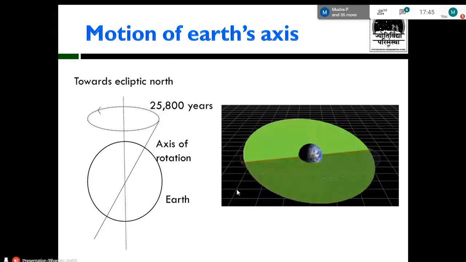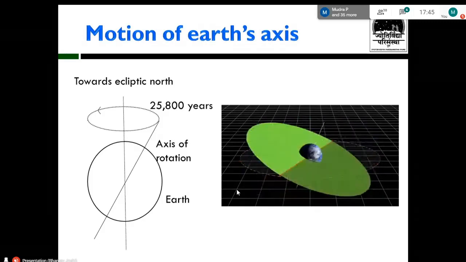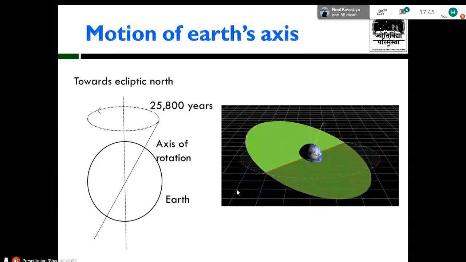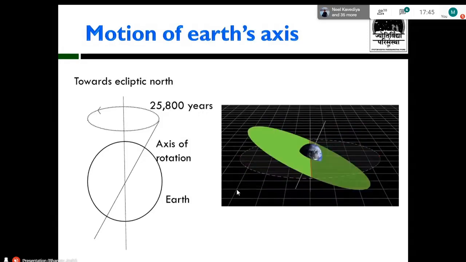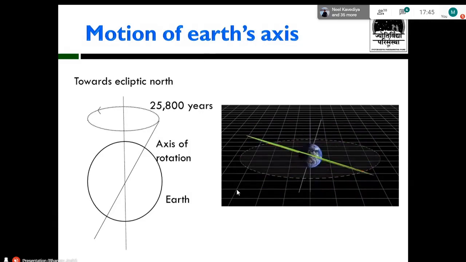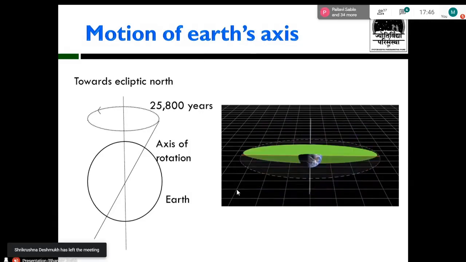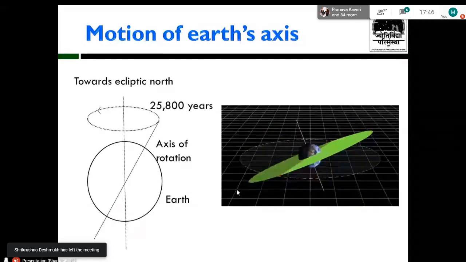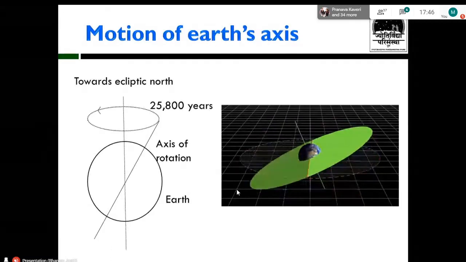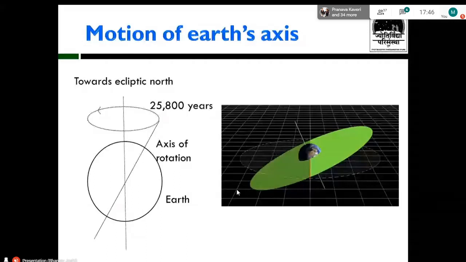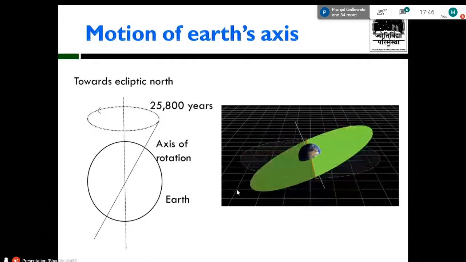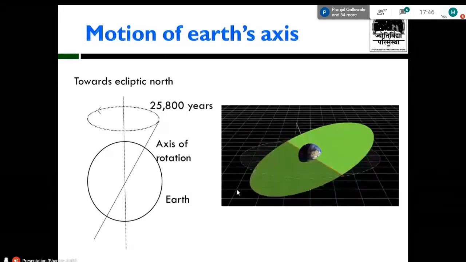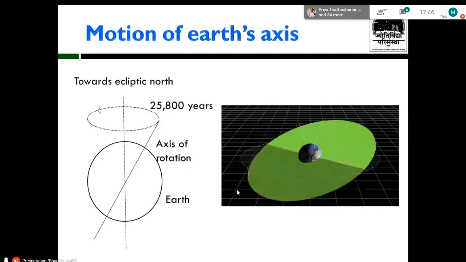So this situation is similar to a top. You must have played Beyblade when you were a child. So what happens is when the top is at its maximum speed, it is exactly straight, the axis is exactly straight, and it is spinning around its own axis. But then as the top becomes slower and slower, the axis itself starts wobbling. Okay, so this is what happens with the axis of the Earth.